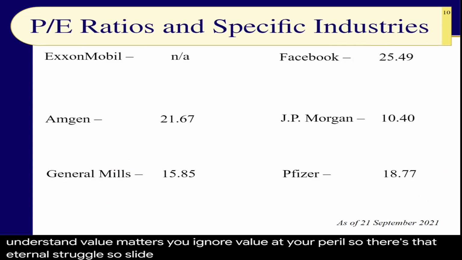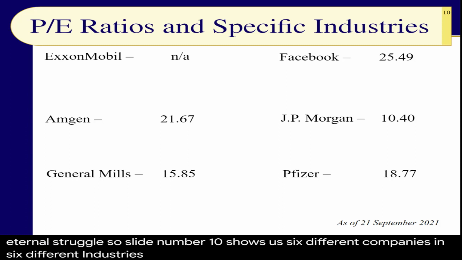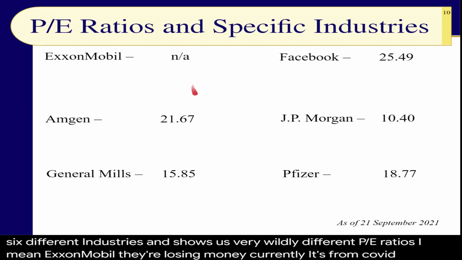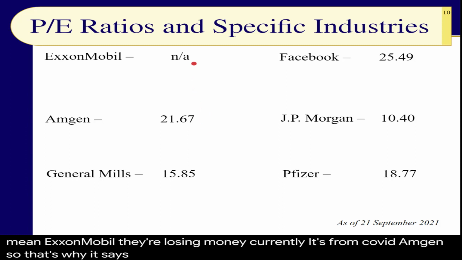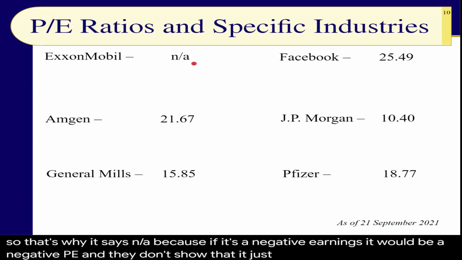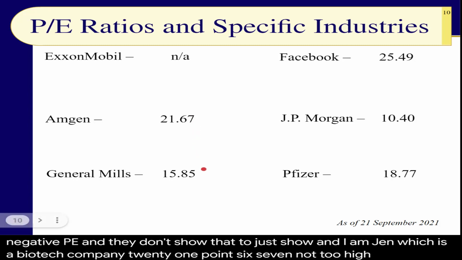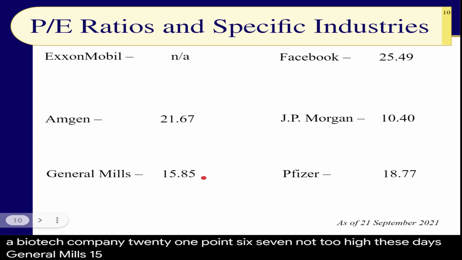So slide number 10 shows us 6 different companies in 6 different industries and very wildly different PE ratios. ExxonMobil, they're losing money currently. Don't worry, they'll start making money soon. It's from COVID. That's why it says NA, because a negative earnings would be a negative PE, and they don't show that, they just show NA. Amgen, which is a biotech company, 21.67, not too high these days. General Mills, 15.16, respectable.